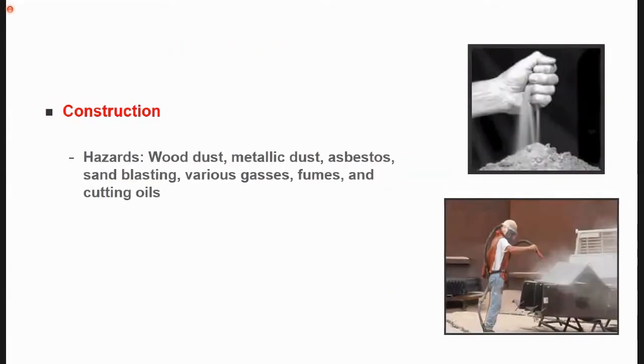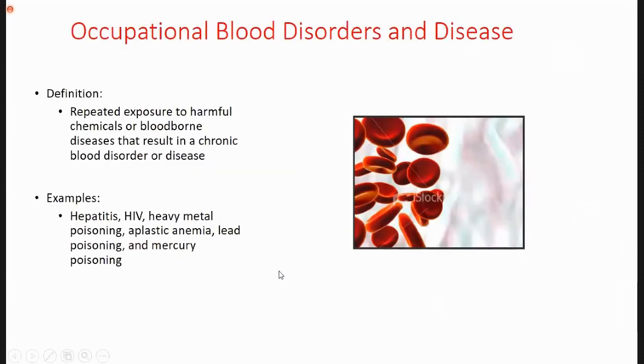So in construction related industry, where people are involved in construction work, the hazards could be wood dust, metallic dust, asbestos, sandblasting, various gases, fumes, and pitting oils. So you can see here that this person has taken all preventive protective measures, but he can have more, he can wear gloves or maybe little environment related things where exhausts or proper ventilation can be seen. So all these measures can prevent occupational diseases.